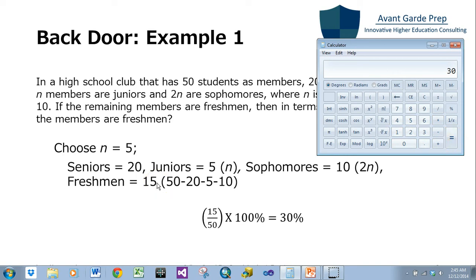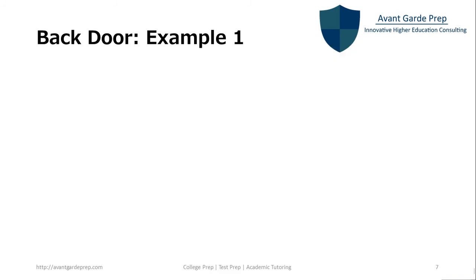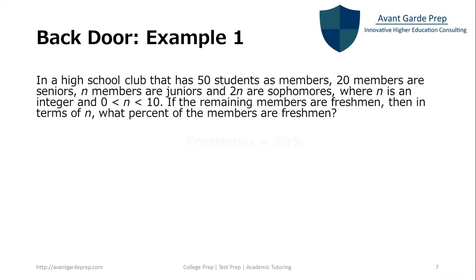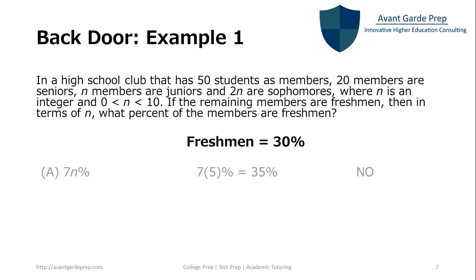Now that we have the number of freshmen in terms of percentage, we have an answer for this problem. Now we can go down to our answer choices and start plugging in the answers. So make sure we write down that freshmen do equal 30%. So let's go with answer choice A. Answer choice A is 7 times N.